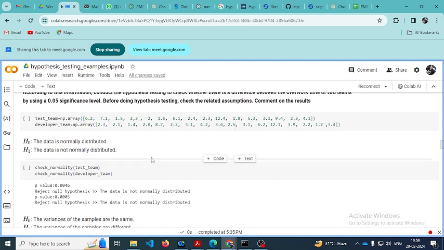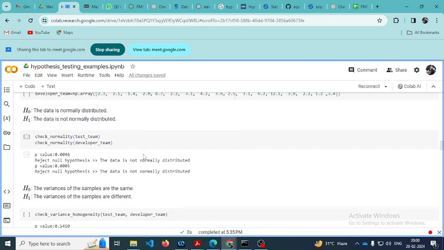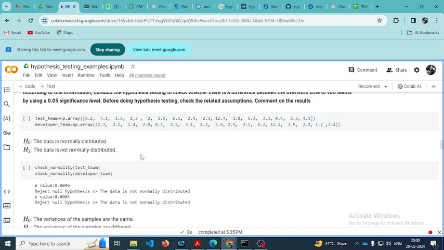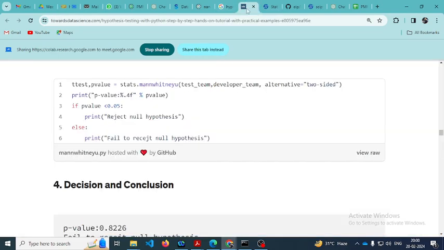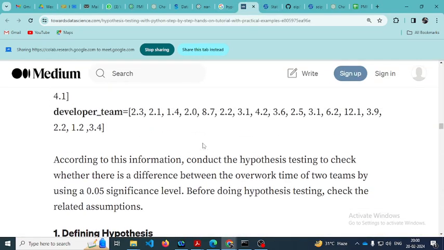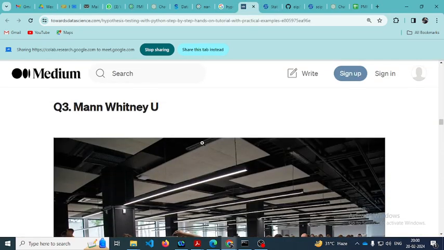Then you can assume, initially, your hypothesis. In this example you have two teams, so you are going to assume the average work time: mu one for one team, and mu two for the other. So initially I am going to assume that mu1 is less than or equal to mu2. So that is your hypothesis.